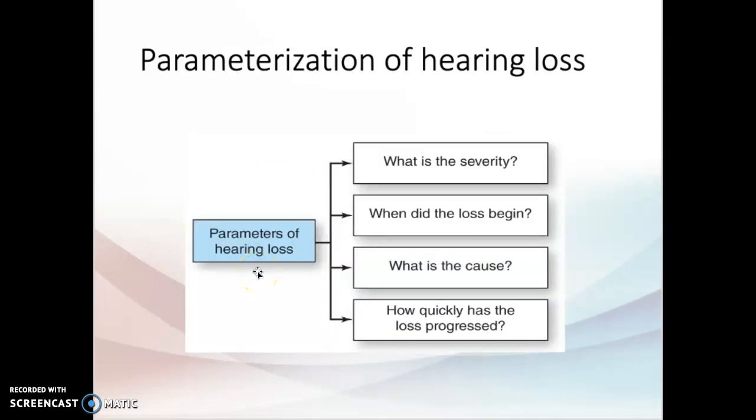So here is a visual. It's kind of what we do as audiologists. We're looking at a bunch of different things when we're determining the amount of hearing loss. Number one, how severe is it? Is it mild? Are they missing 20% of the speech signal at average conversational level? Are they missing 80% of the speech signal at average conversational level? What have you? When did the loss begin? For adults, sometimes it could be very gradual, sometimes it's sudden. What's the cause of the hearing loss? And then how quickly has the hearing loss progressed?